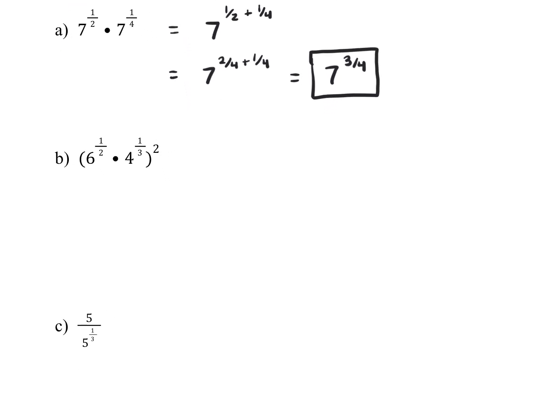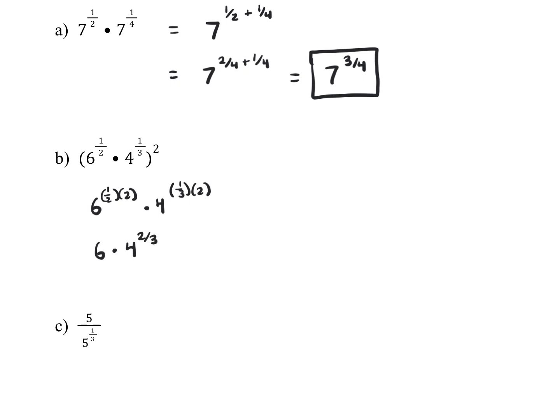Okay, let's look at this next one. Here, one thing really important to notice, these do not have the same base. I cannot multiply these two terms because the bases are not the same. But what I can do is I can use my power property, and I can multiply each of my individual exponents by 2. So I have 6 to the power of 1/2 times 2 times 4 to the power of 1/3 times 2. So I have 6 to the power of, well, 2 over 2 is just 1. And then times 4 to the power of 2/3.